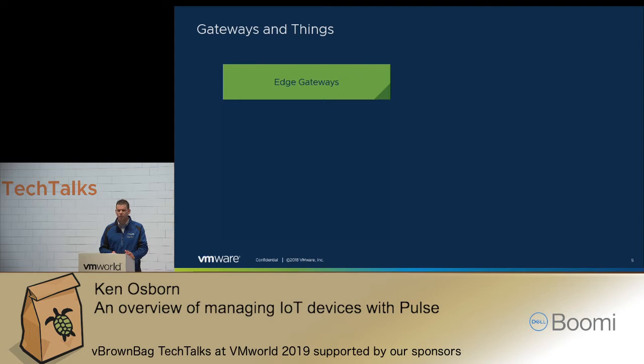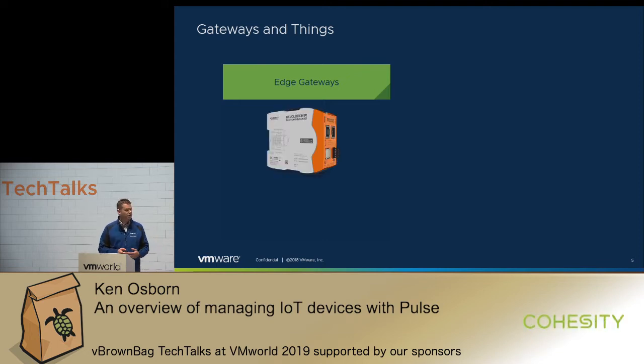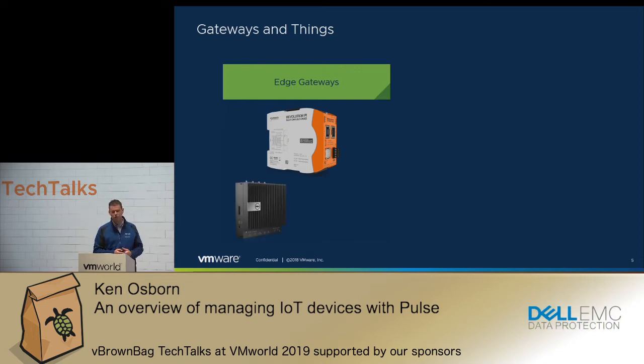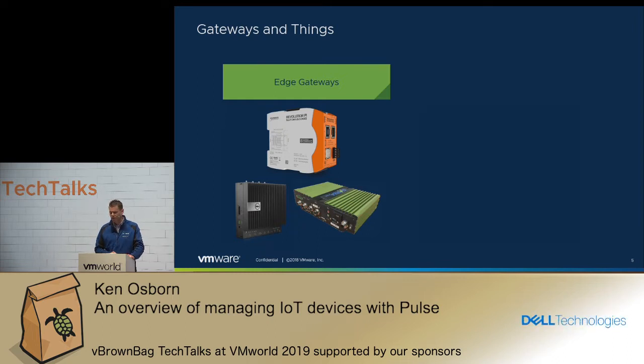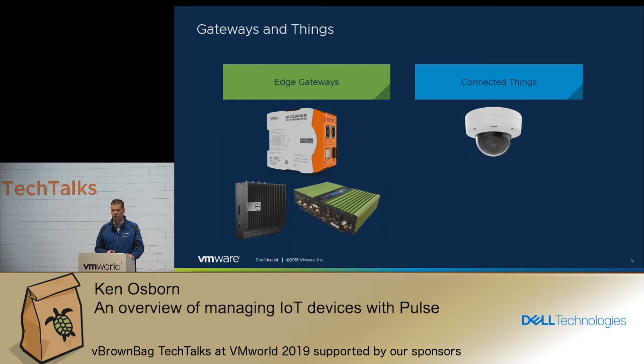So just a few more examples of what we define by edge gateways and things. Here we're looking at a hardened Raspberry Pi board that you would find in an industrial setting. This is a Dell IoT gateway. In Europe, Sorba IoT gateways are quite common. And then on the connected thing front, you have a wide range of devices here.